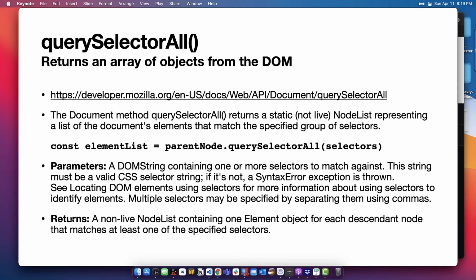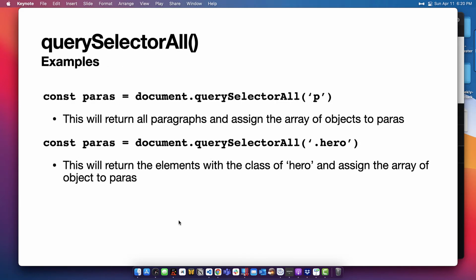Now, notice down here it says it returns a non-live node list containing one element object for each descendant node. Think of your HTML and how it's all interrelated, parents, children, etc., that matches at least one of the specified selectors. And we've been only using one selector now. Just so you know, you can apply multiple ones in here. So it gave us back what we call a node list, and you'll hear me say that a lot in class.